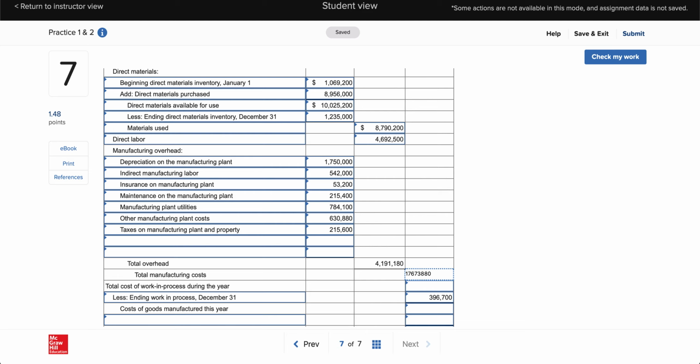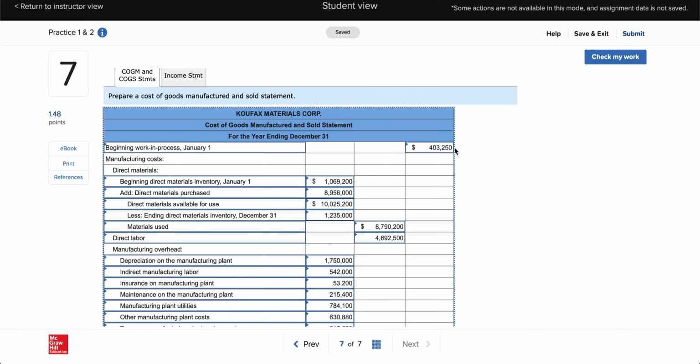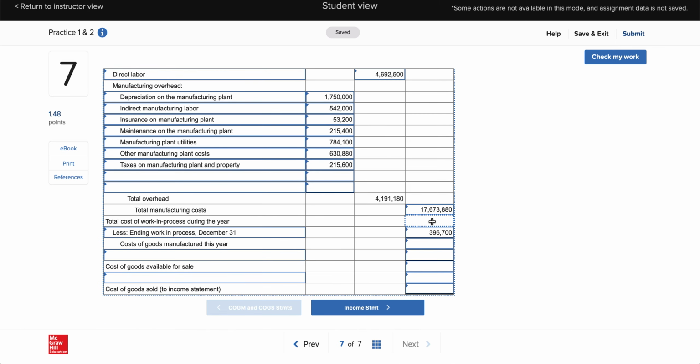Looking for a gadget here. Okay, and so the total cost of work in process during the year, if we take the 403,250 that we had as a beginning balance, add it to that, 18,077,130. That's the total cost of everything that was in our manufacturing plant for the year. Okay, what's next here?